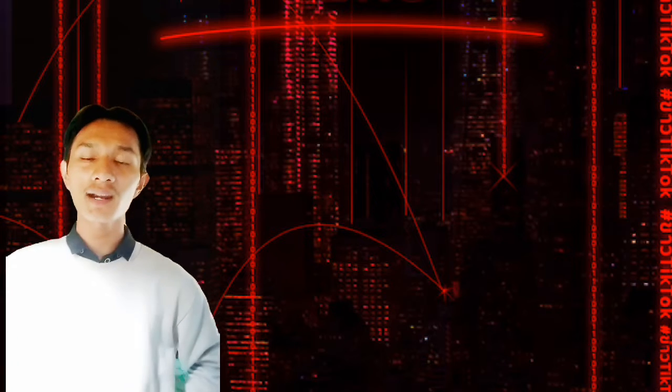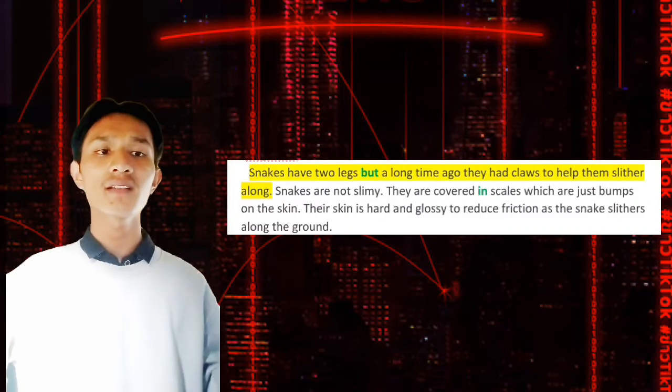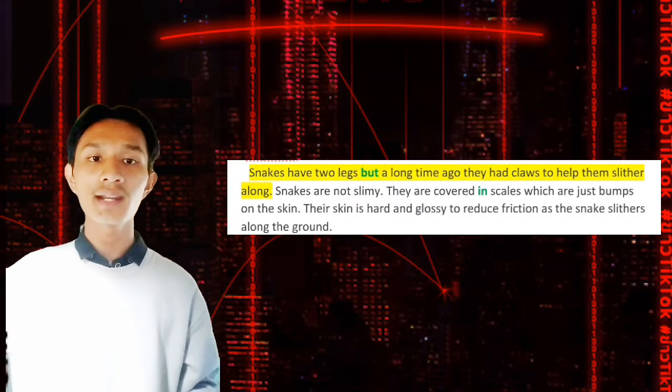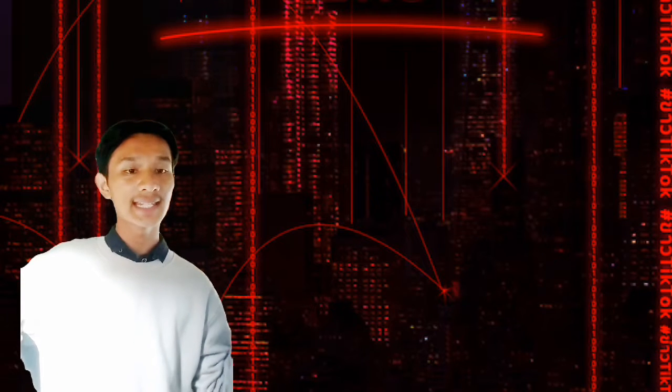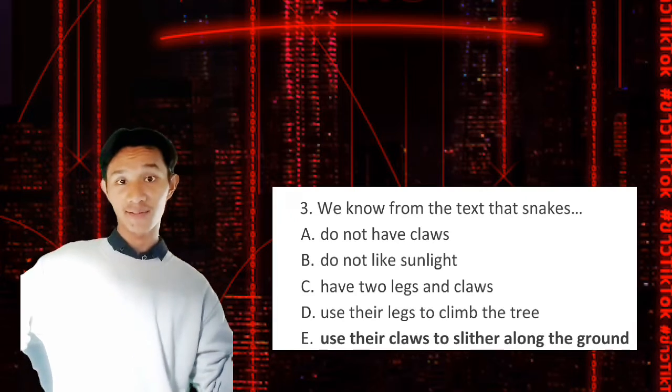From the second paragraph, we can see that snakes have two legs, but a long time ago they had claws to help them slither along. So the correct answer is E. Use their claws to slither along the ground.